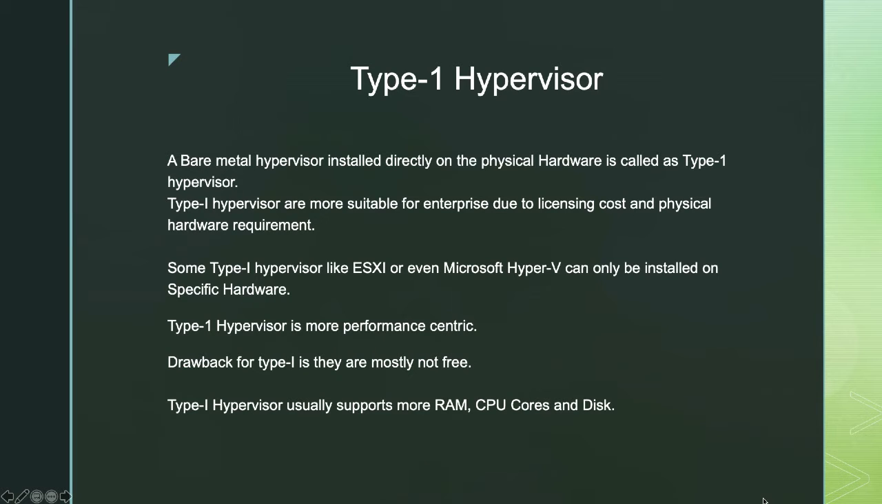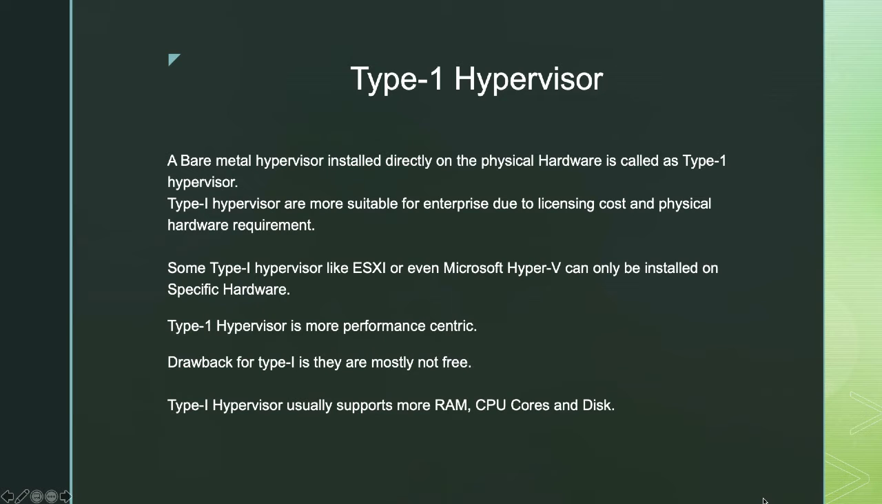What is a type 1 hypervisor? A bare metal hypervisor installed directly on the physical hardware. You don't have any translating media or layer for the hypervisor. That hypervisor is called a type 1 hypervisor. Examples of type 1 hypervisors are VMware's ESXi and Microsoft's Hyper-V.